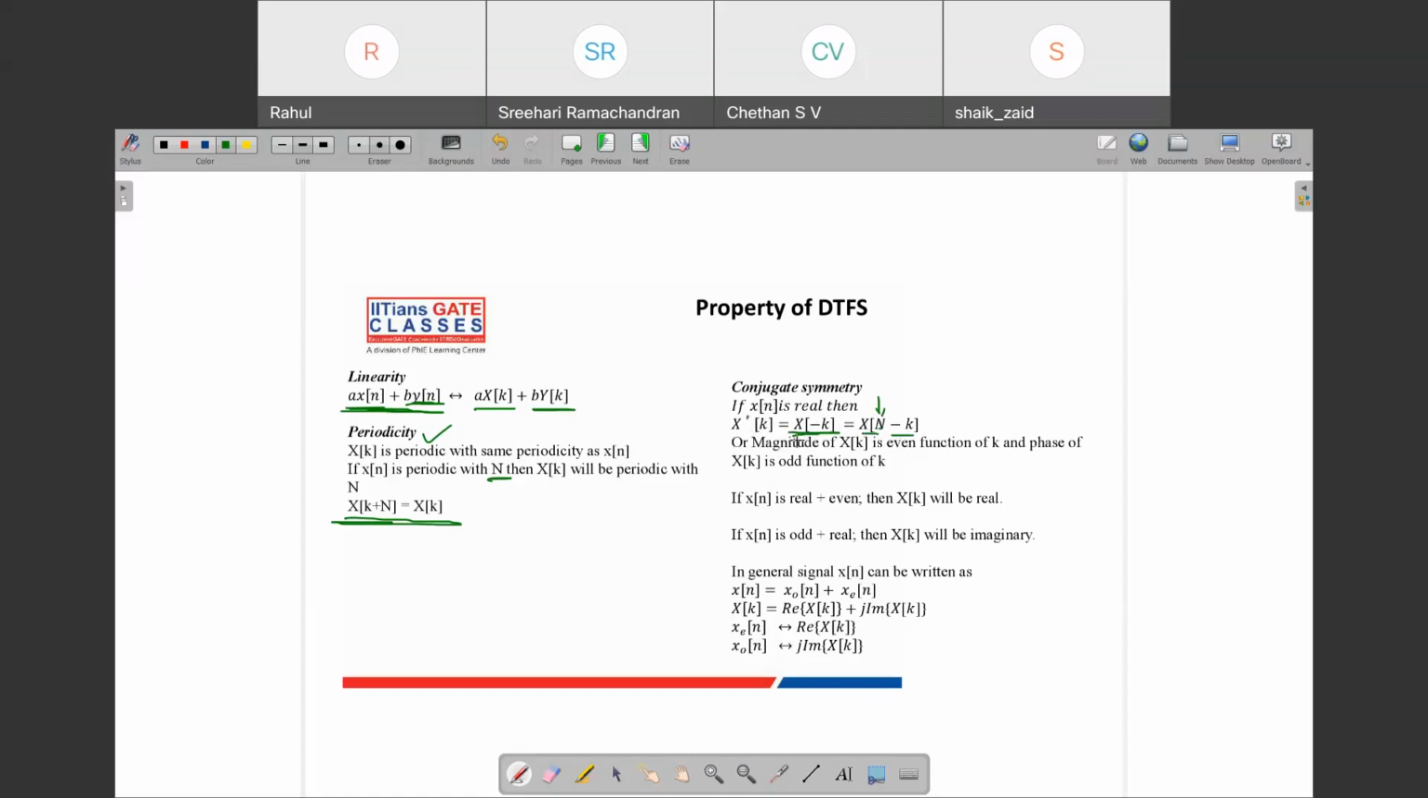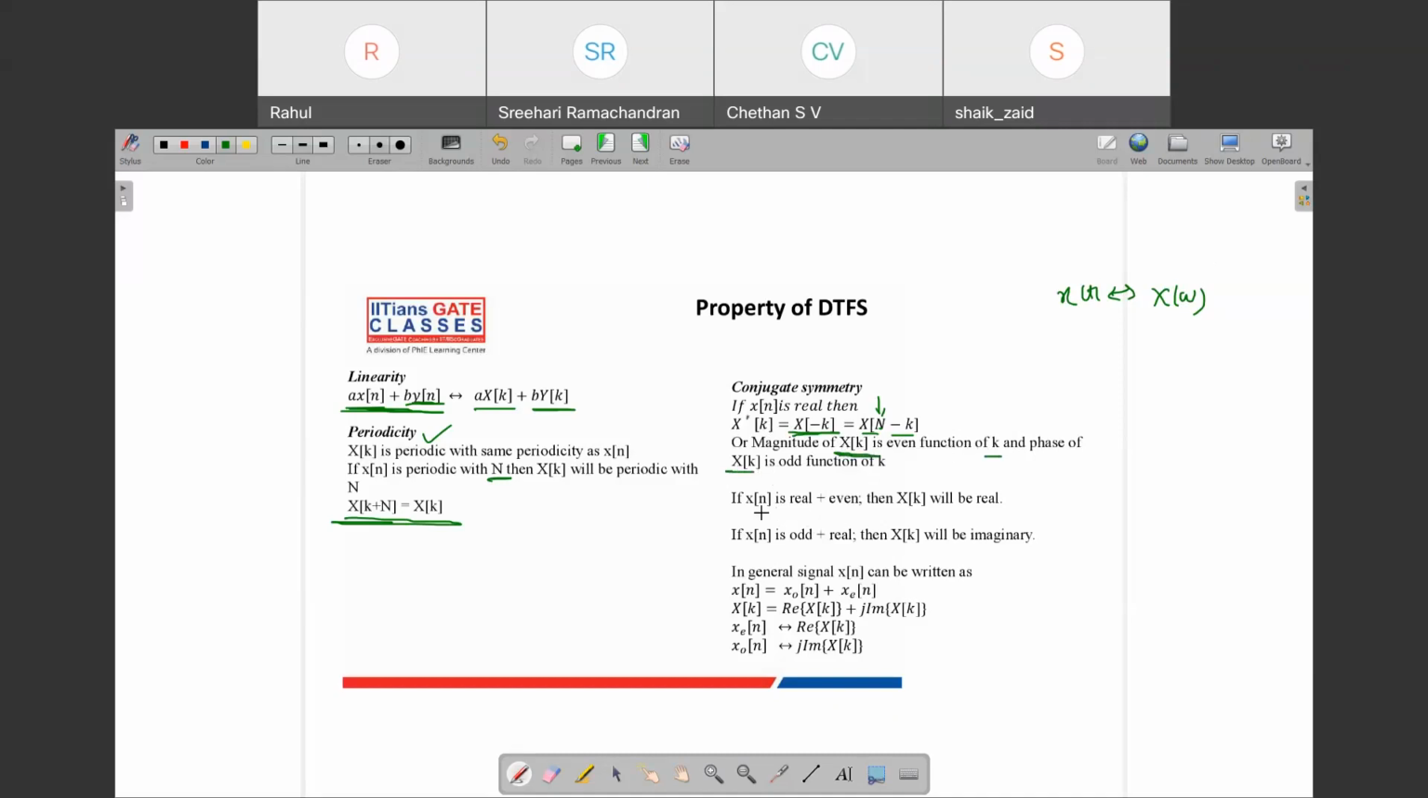Now, we know from the Fourier transform derivation that whenever x of n is real, or in the Fourier transform it was x of t, its Fourier transform x of omega will have a magnitude term and a phase term. Magnitude will be an even function of omega and phase will be an odd function of omega. The same thing is here: the magnitude of x of k will be an even function of k, and the phase of x of k will be an odd function of k.